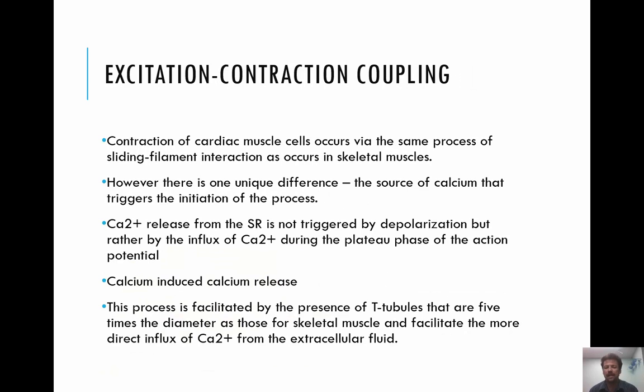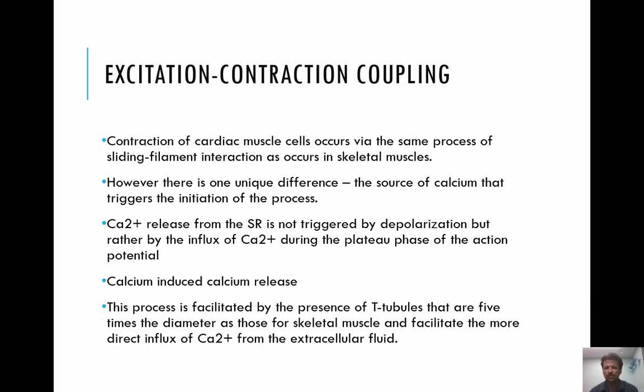Now, this also explains to us another major difference between cardiac muscle cells and skeletal muscle cells. Essentially, the process of excitation contraction coupling in cardiac muscle is almost exactly the same as in skeletal muscle. But the one real unique difference is the source of the calcium that triggers the process. Now, in skeletal muscle, in cardiac muscle, and in smooth muscle, the trigger for contraction is a rise in intracellular calcium. We call this the calcium transient.